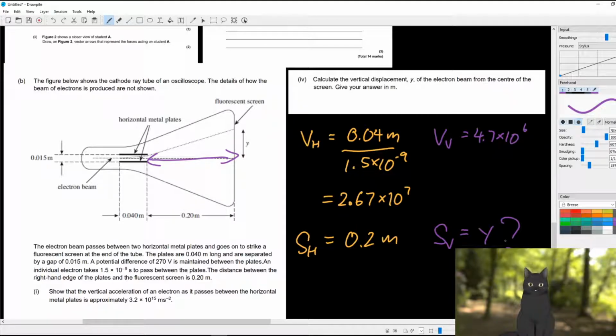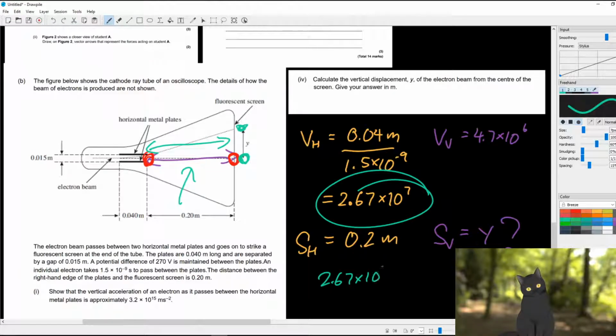Okay, so in this case, the time required for it to travel from here to here is the same as the time from here to here. Agree? So what is the time to travel between these two red points? Since we know this is 2.67 times 10 to the power 7, right? Velocity equals distance over time, so distance divided by velocity gives time. So 0.2 divided by that, you will get 7.5 times 10 to the power of -9 seconds.